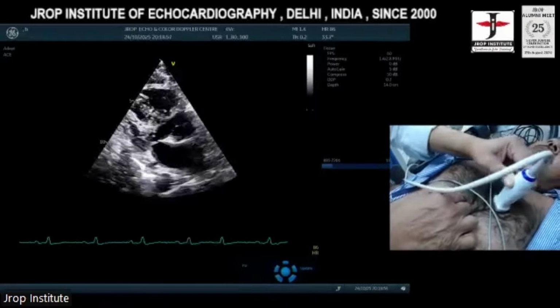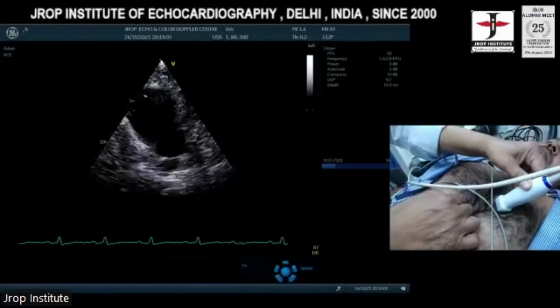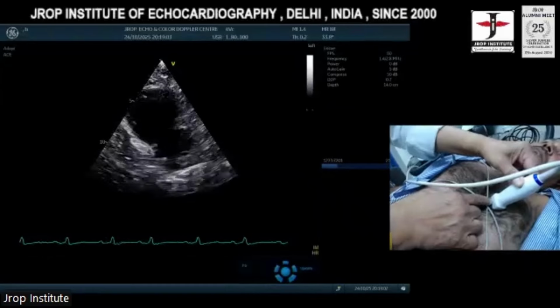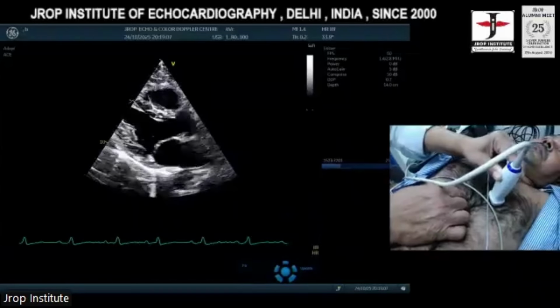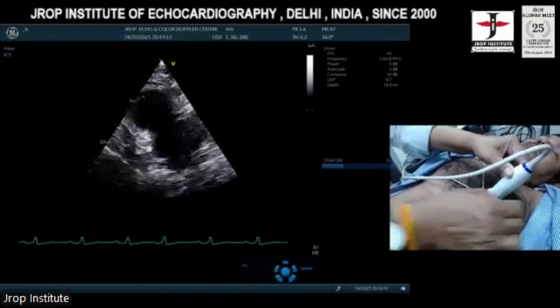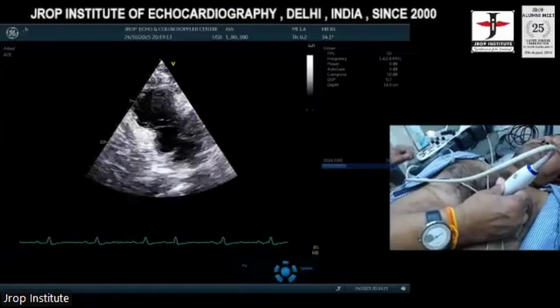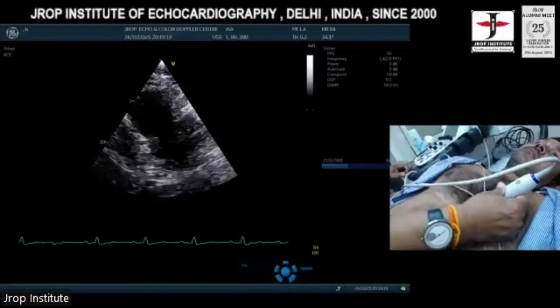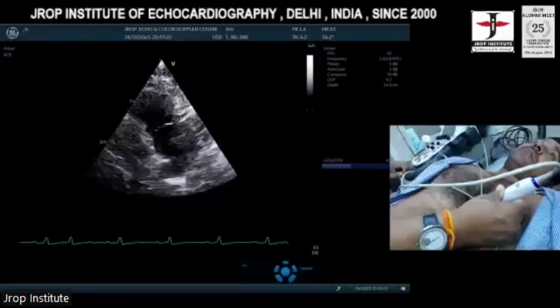Correct? Here is Plaque's view. Footprint looking towards mediastinum. A little tilt of the footprint towards the mediastinum will give you the RV, RA inflow view. Here is the RV, RA inflow view. I'll increase the gains so you can see the tricuspid valve leaflet. Here is the tricuspid valve leaflet.